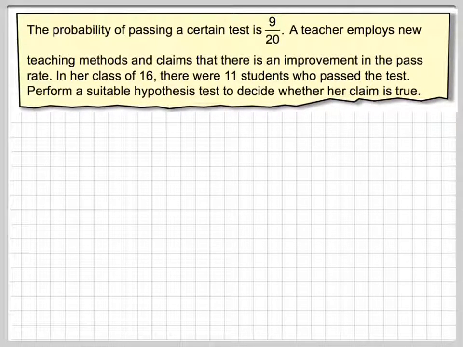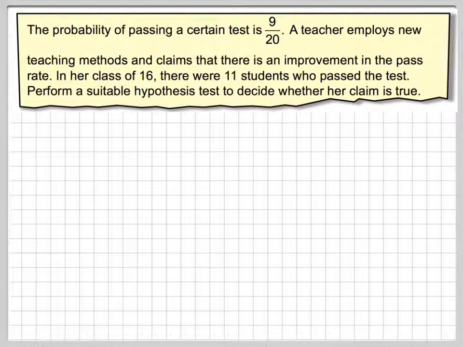Hi, in this video we're going to test the observed proportion P of a binomial distribution and introduce the kind of idea of a hypothesis test. It says the probability of passing a certain test is 9 out of 20. A teacher employs new teaching methods and claims that there is an improvement in the pass rate. In her class of 16, there were 11 students who passed the test. Perform a suitable hypothesis test to decide whether her claim is true.